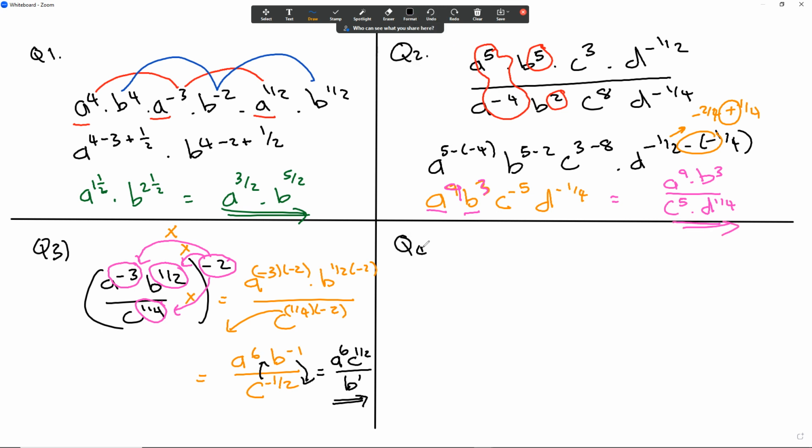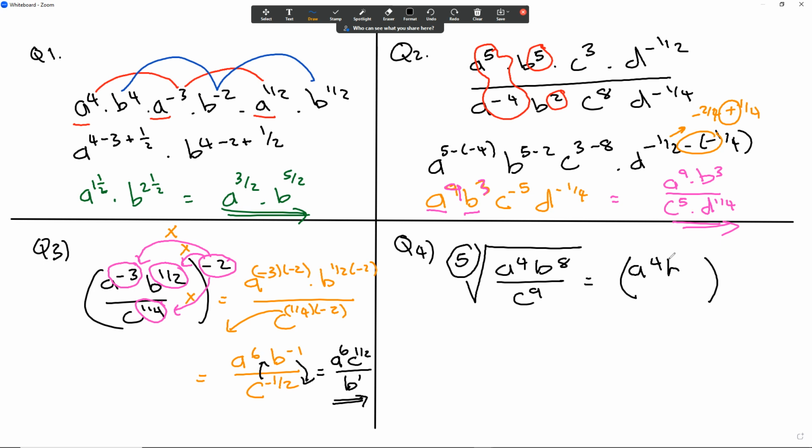Question number 4. Now what I want to do is introduce the concept of a root. Let's suppose I have the fifth root of a to the power of 4, b to the power of 8, c to the power of 9. Random. Whenever you have the root, whatever number you have in front, you can rewrite it as 1 over that number. In other words, that's 1 over 5.